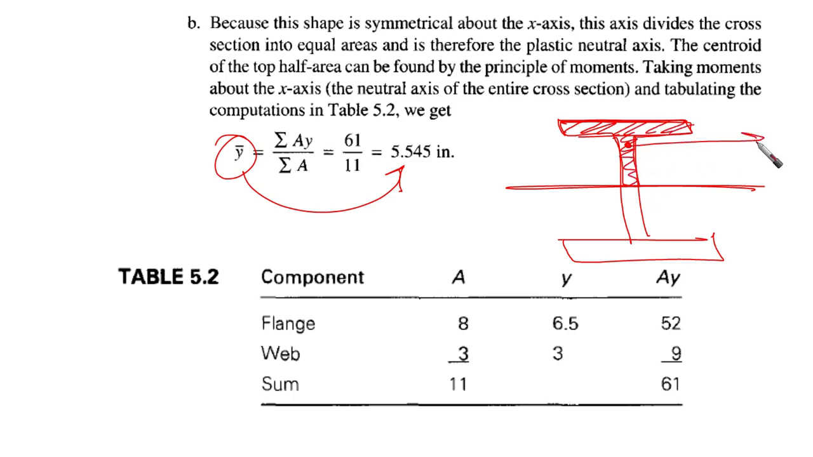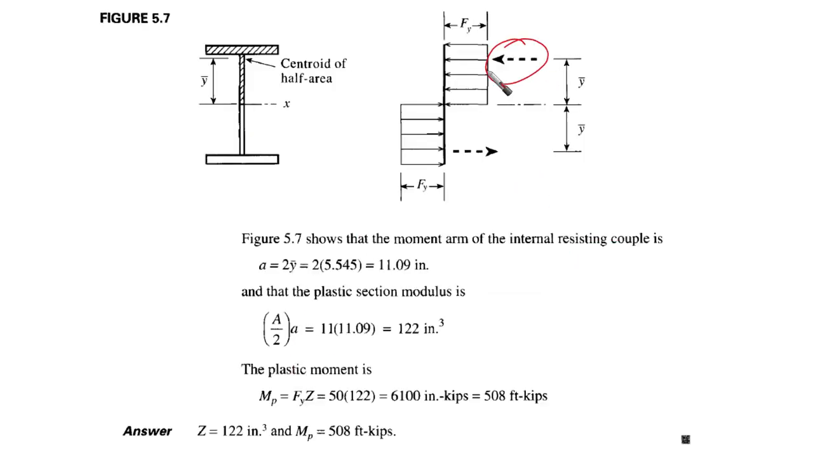This is the tension force. Here is going to be the compression force. So this distance from the plastic neutral axis is going to be y bar. We now have y bar for compression and for tension, and then we can go through the remaining parts to obtain the section modulus and the plastic moment.